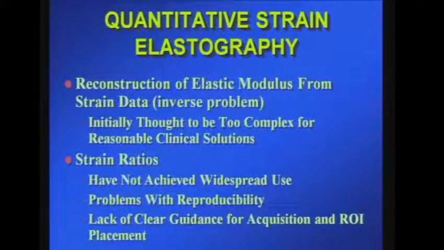The second method is a little bit simpler. You simply create an image and you take the ratio of the strain in the area where you're interested, such as a lesion, and compare it to the strain in an area where you think there's normal tissue. This method conceptually is very simple, but has not achieved widespread use, probably because people have been getting fairly variable results. And also, there hasn't been a clear guidance about how you should acquire these and what you should use for the comparison region of interest.